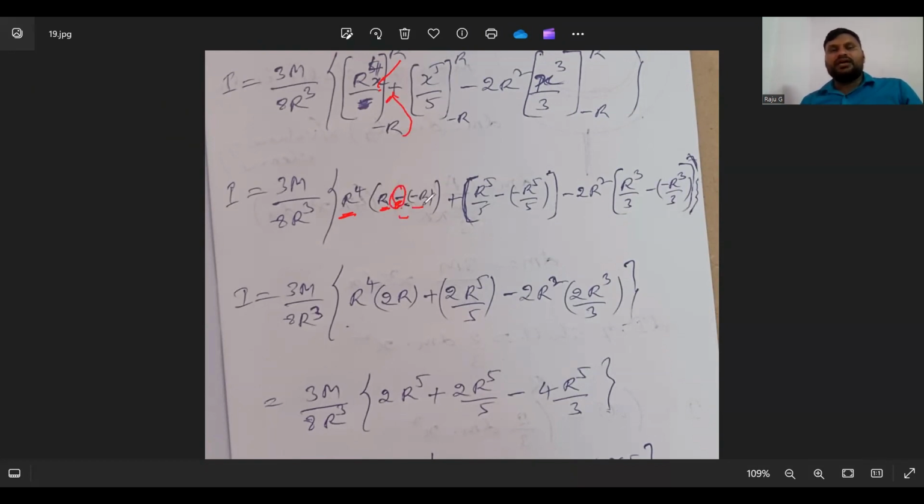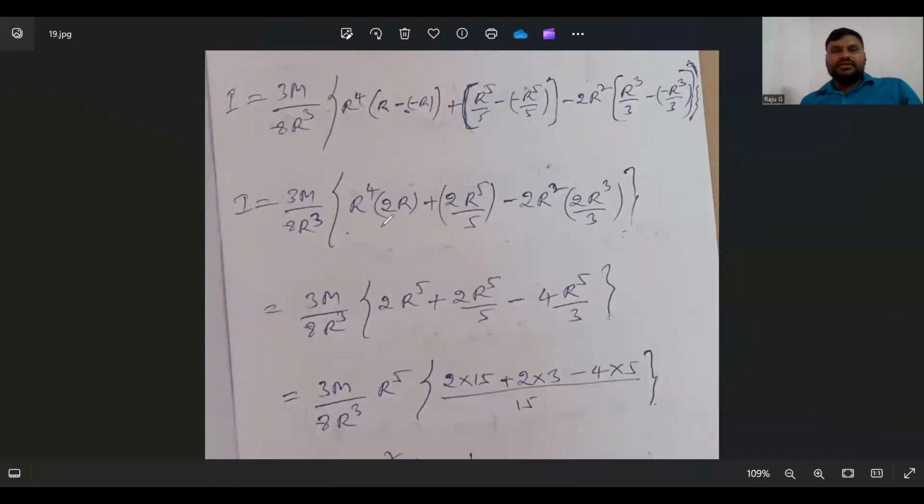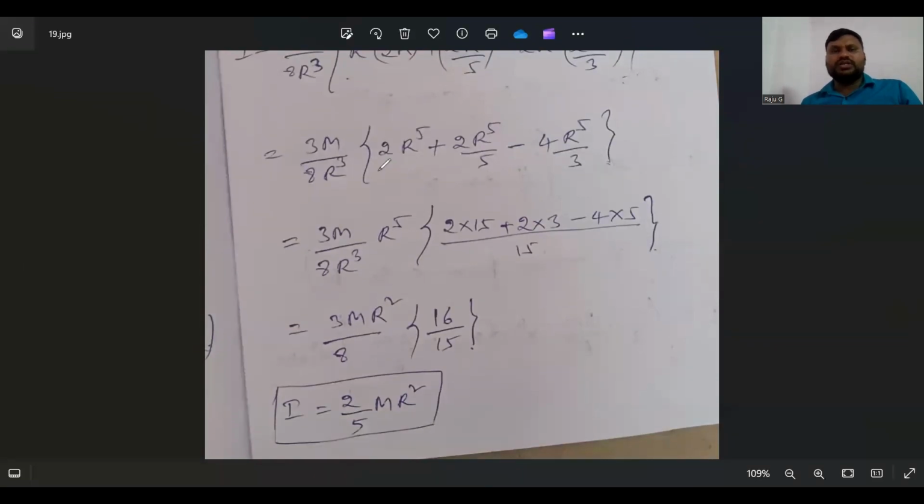Minus minus r. Similarly, for this term, r power 5 by 5 minus minus r power 5 by 5. Again, minus 2 r square, substitute plus r in the place of x, so r cubed by 3, minus, and substitute minus r in the place of x, so minus r cubed by 3. Simplify all these terms and you will get r power 4 into 2r plus 2r power 5 by 5 minus 2 r square into 2r cube by 3, which is 4r power 5 by 3. Simplifying, we get 2r power 5 plus 2r power 5 by 5 minus 4r power 5 by 3.